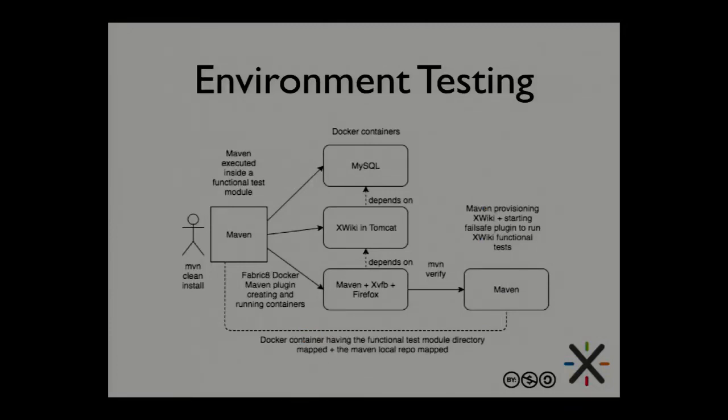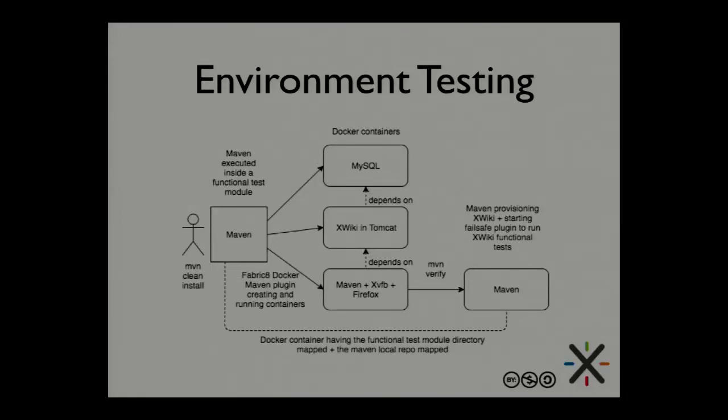So we have a first module in XWiki in our build where we generate a Docker image with this plugin for XWiki. For example, in this image you have Tomcat and XWiki deployed in Tomcat. That's the box at the top. So we generate this image. When you run the build locally, that means in your local Docker registry, you will have this image built.